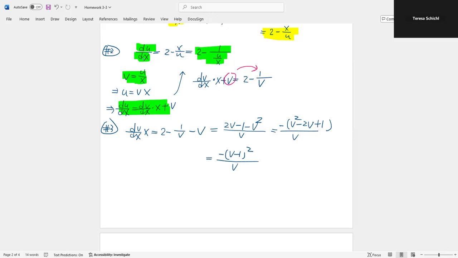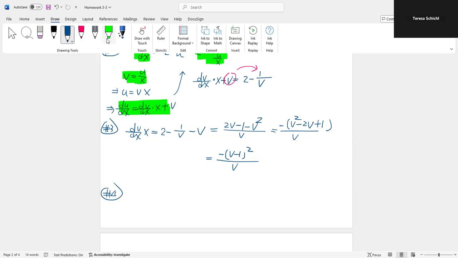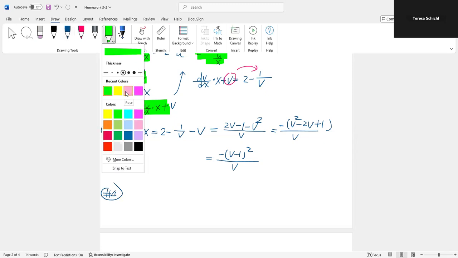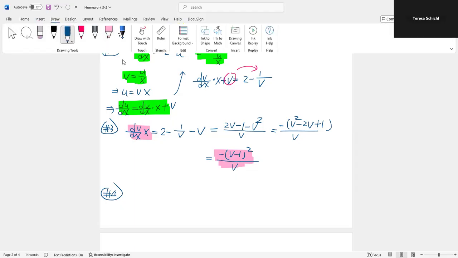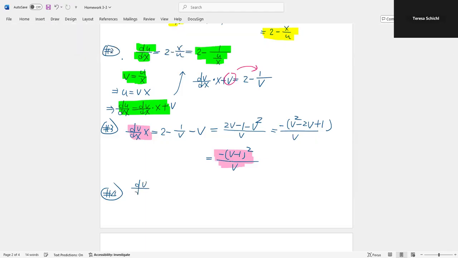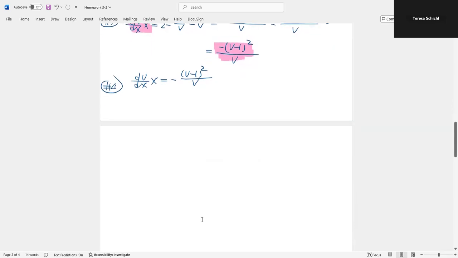Now let me rewrite these equations, just in case. This is what we did so far, right? So we found that this one is equal to here. Now, what is the beauty that happens here? Let me rewrite this. This is dv/dx times x equal to negative v minus 1 squared over v, right? Now you see I can do the variable separation. Wow, that's pretty good.